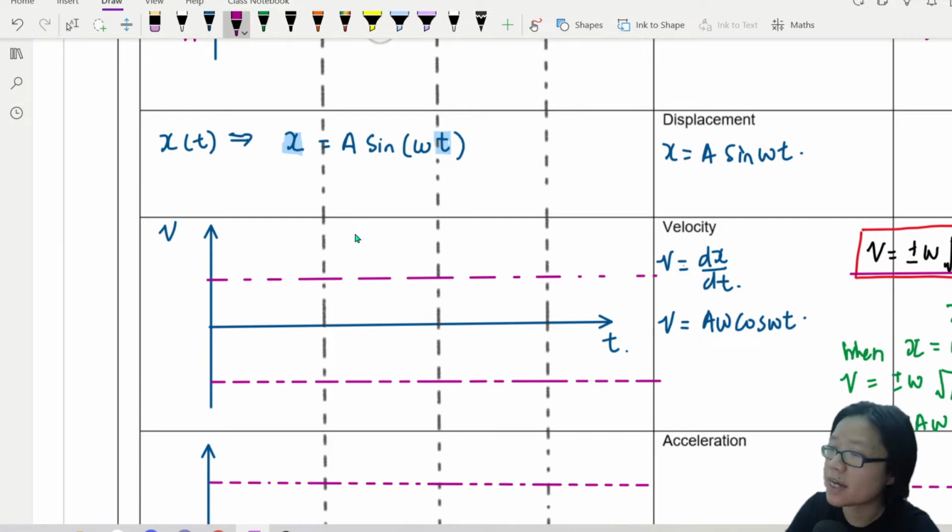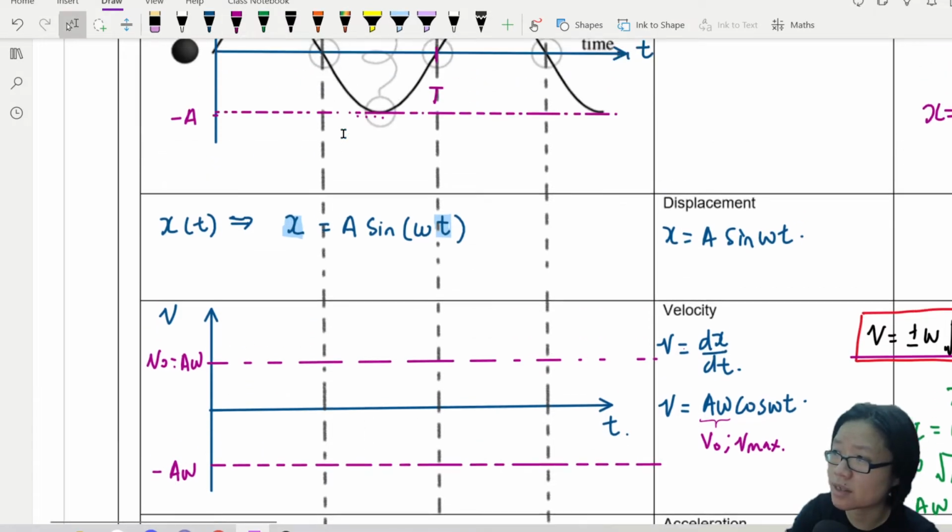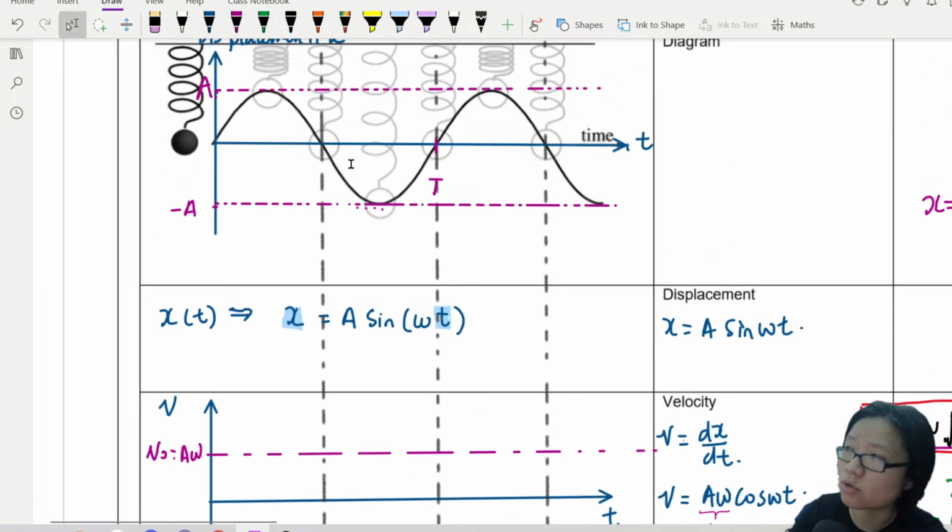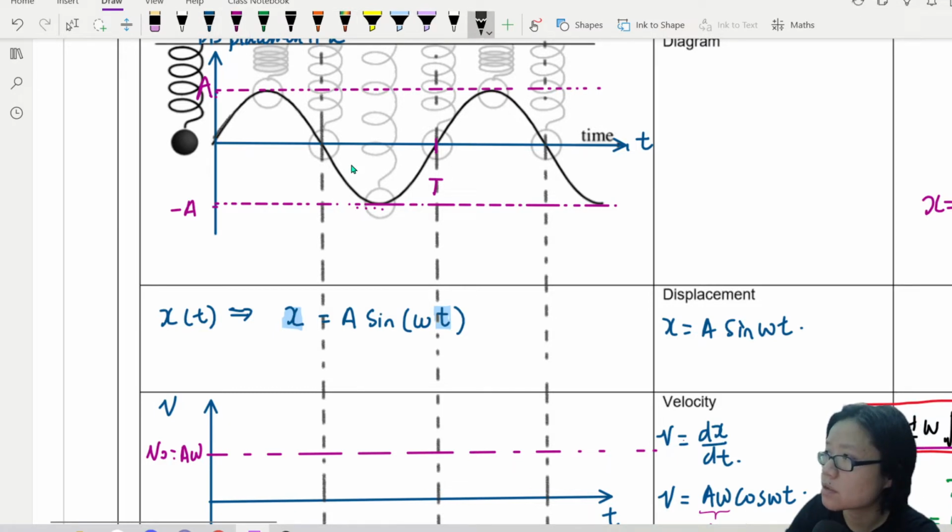Whatever is in front here, this A omega, is your v naught or your v max. Normally they call this v naught or v max. So this value here, your v naught, is A omega, and this one will be negative A omega. And how do we draw a cosine graph? Now look at this sine graph. We're going to shift it 90 degrees to the left. Or I could do this. So I'm going to draw a cosine curve, but I'm going to trace this one so it's easy for me to translate it a bit.